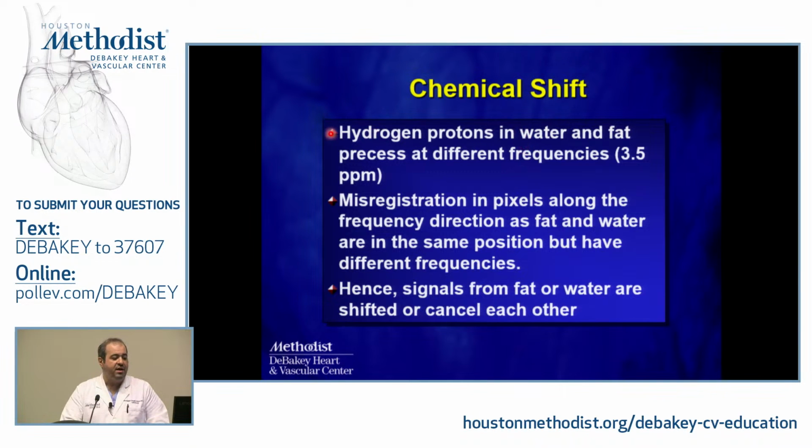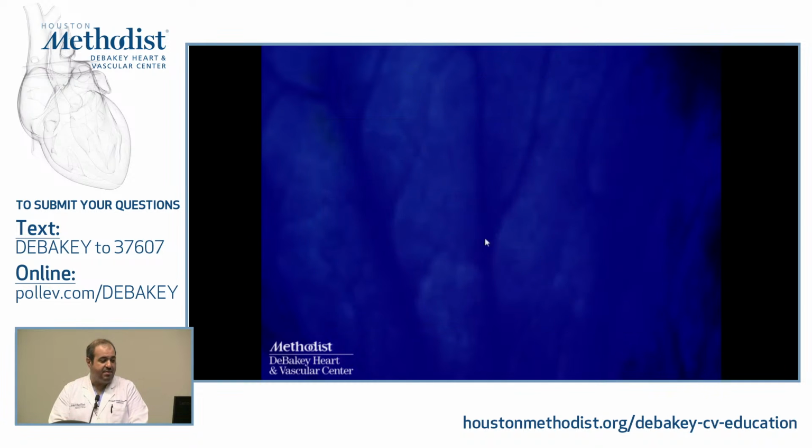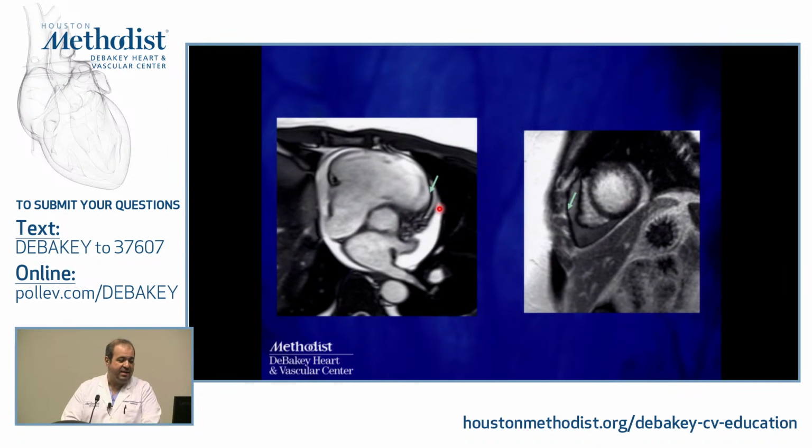We commonly see it on CMR, and the reason behind that is that the hydrogen protons in water and fat precess, or spin, at different frequencies. Usually there's a difference of 3.5 parts per million. And what happens is that in the frequency encoding direction, you'll have a misregistration in those pixels. Meaning that in the same slice, you can have fat and water, but because they have different frequencies, they cancel each other. So the signal that you get is basically going to be black. So this is exactly what we are seeing over here.